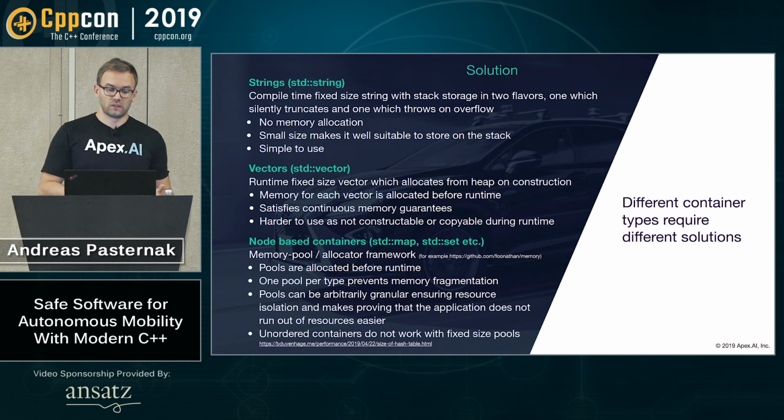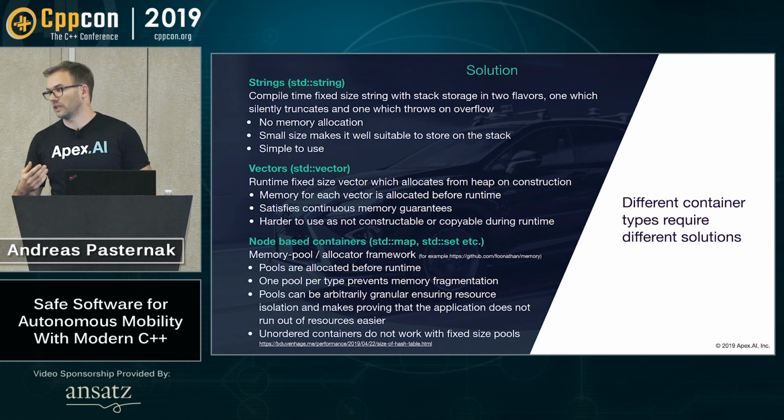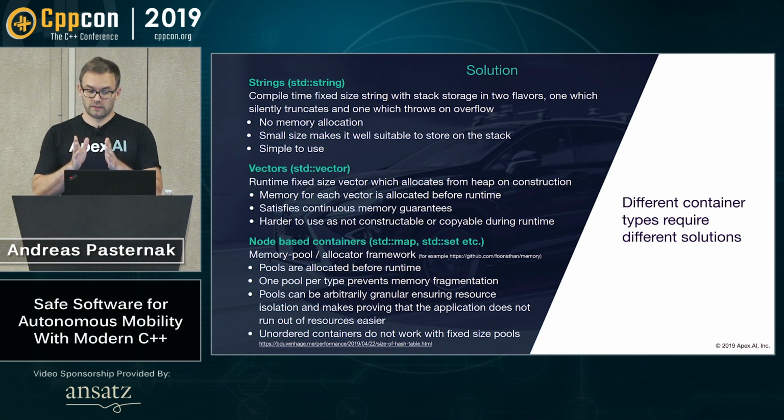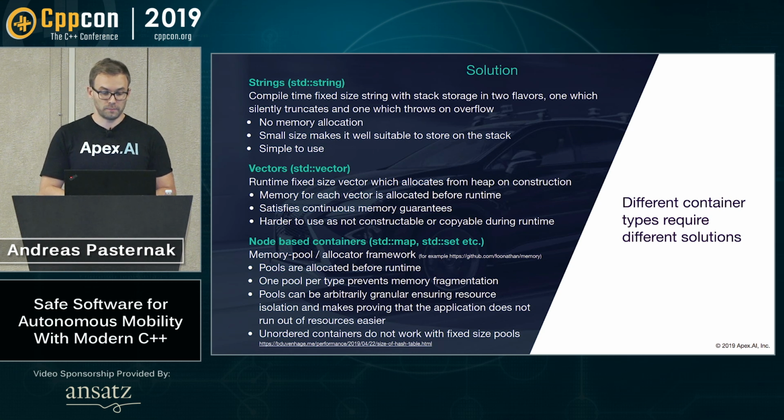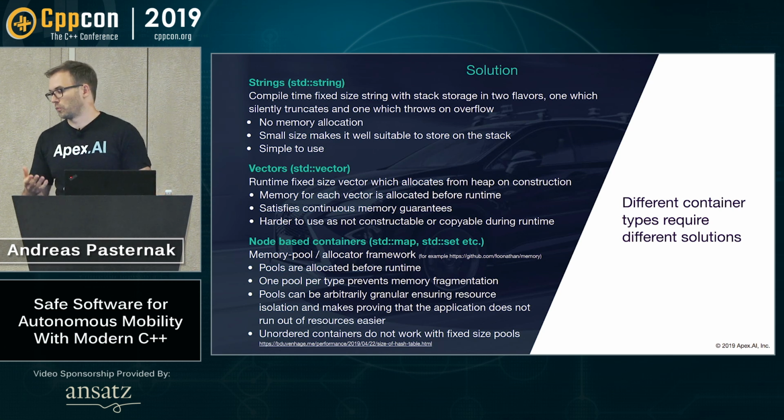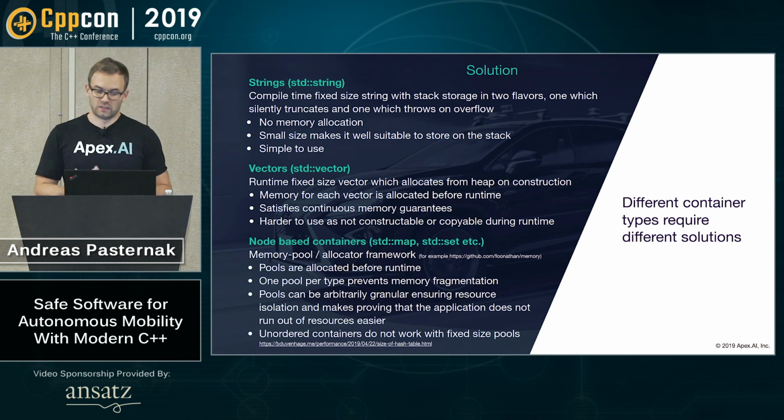With node-based containers such as std::map or std::set, you're much more flexible, because they always allocate memory in known chunks. So this is where we can use a memory pool or allocator framework. I have here a link for a very famous memory and allocator library, which you can, for example, base your work on and then tear down to your needed feature set. That is what we did. We started with it and then removed everything that we don't need and made sure that we can satisfy the certification process of this software.